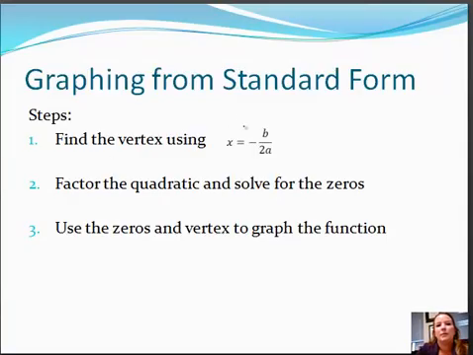So to graph from standard form, you first must find the vertex. Now this is something we did earlier, so you should already know how to do it. Remember that you find the x by doing negative b over 2a, and then you take that number and plug it in to find your y. So we're going to do that first.